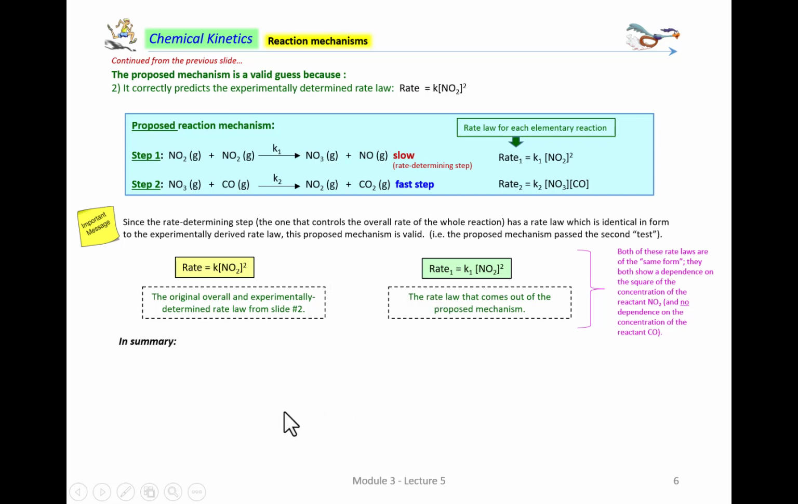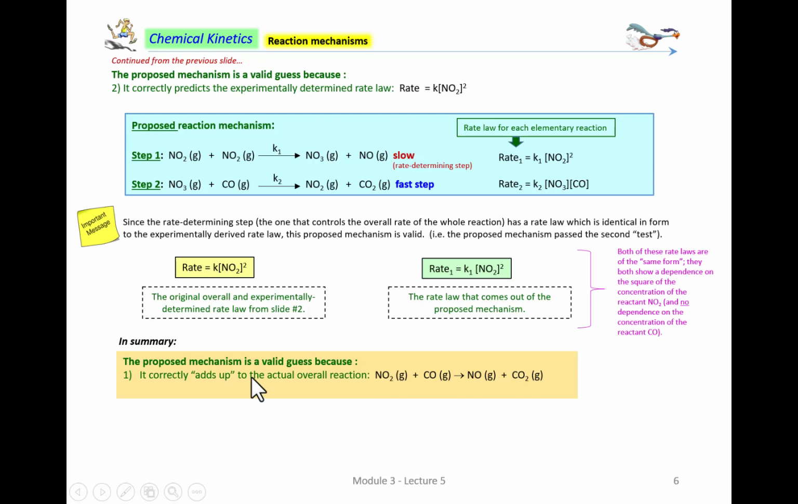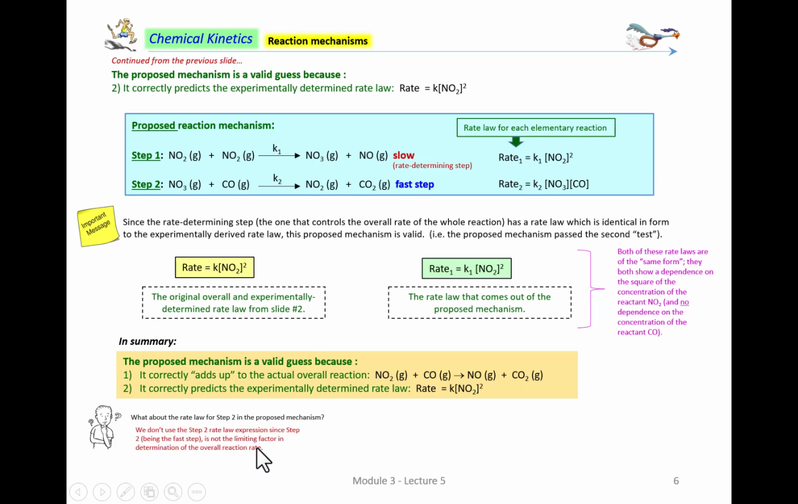So in summary, our proposed mechanism for this reaction is a valid guess because it correctly adds up to the overall reaction, and it correctly predicts the experimentally determined rate law. Now, what about the rate law for step 2 in our proposed mechanism? Well, we don't use the step 2 rate law expression since step 2, being the fast step, is not the limiting factor in determination of the overall reaction rate.